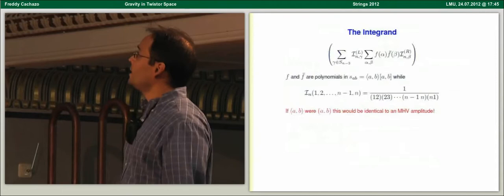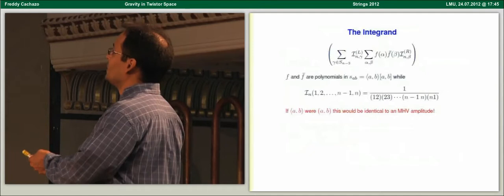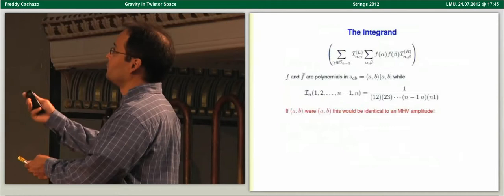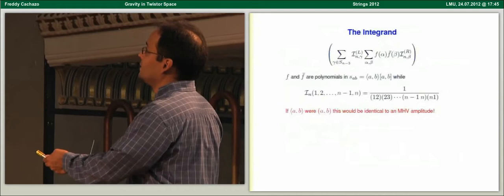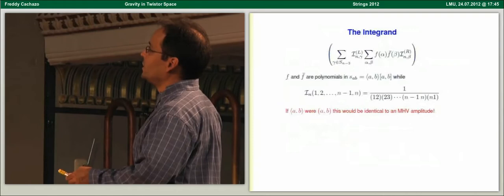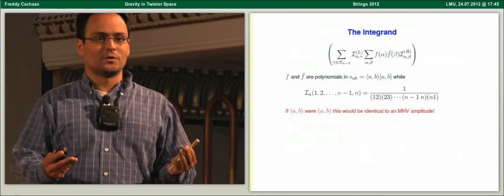But how about the integrand? The integrand is still a sum over permutations. This looks a little bit complicated. But remember, in the twistor string formula, or in the connected formula, the integrand was this simple-looking formula that is very reminiscent of the MHV amplitude in Yang-Mills. These Fs are polynomials in Mandelstam variables, which I've written here. Now, if these two things were related in any way, this object would actually look like an MHV amplitude, just like the connected prescription was doing in Yang-Mills.